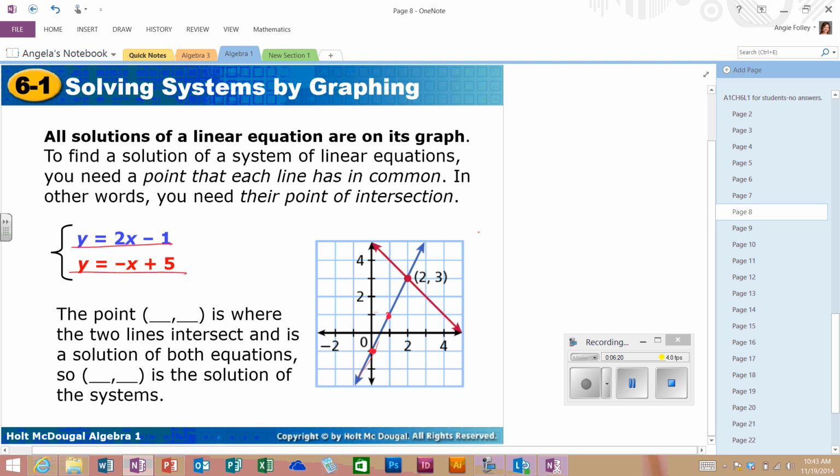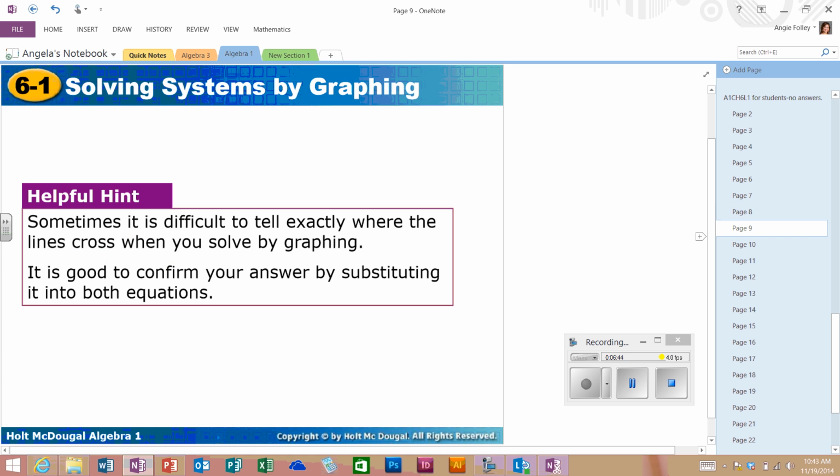And then the y = -x + 5, I would go up to +5. And then my slope would be down 1 over 1. So that's where they get the red line. And if you notice, they intersect at this point (2, 3). So that point, because they intersect, is a solution of both equations. So we can say that it is a solution.